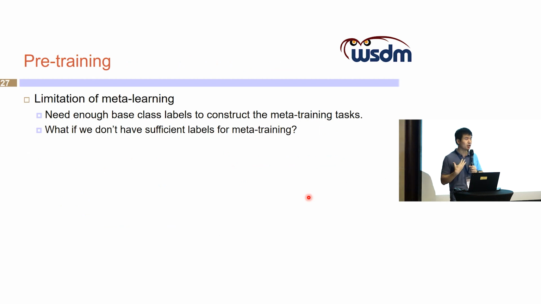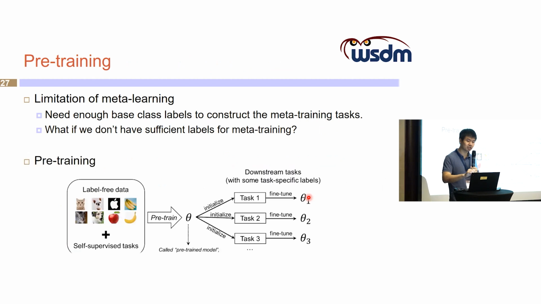But as I mentioned earlier, there are limitations of meta-learning. We need enough base class labels to construct meta-training tasks. So what if we don't have sufficient labels for meta-training? One common way is using pre-training. We use some self-supervised task on label-free data to do pre-training, and then the pre-trained model can be fine-tuned.